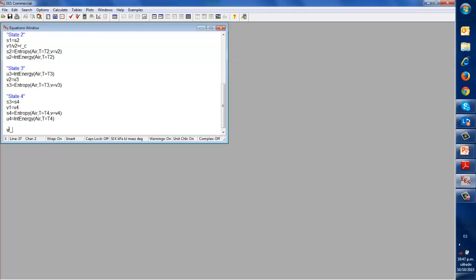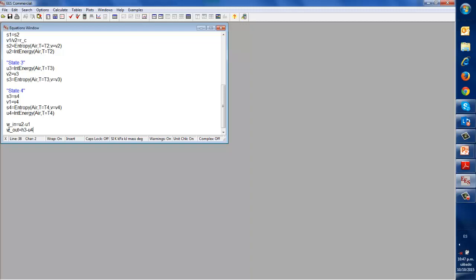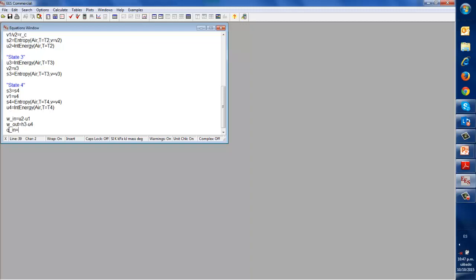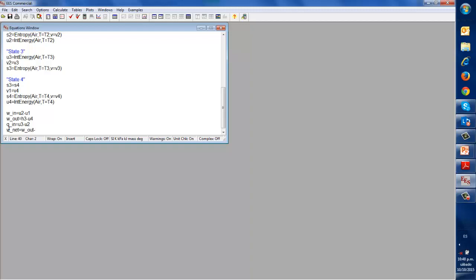Now we can introduce our expressions. For instance, W in will be U2 minus U1, W out will be equal to U3 minus U4, and Q in will be equal to U3 minus U2. Now W net is equal to work out minus work in. Remember that all of these expressions we already derived in the previous video.